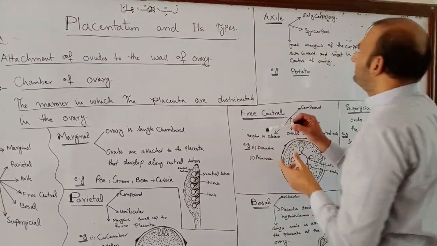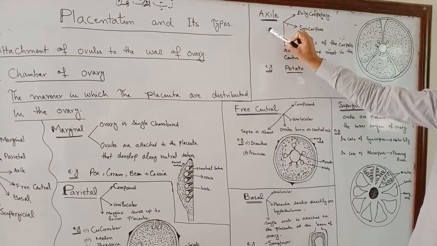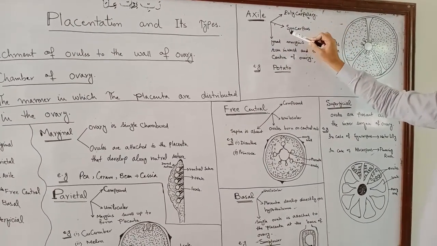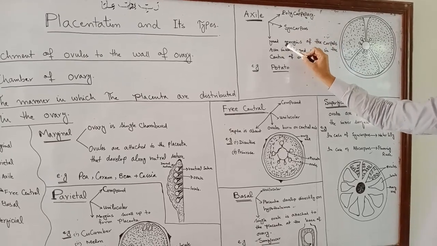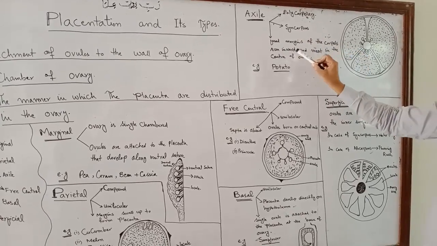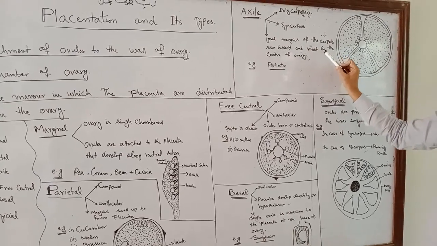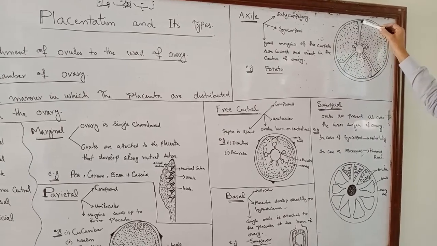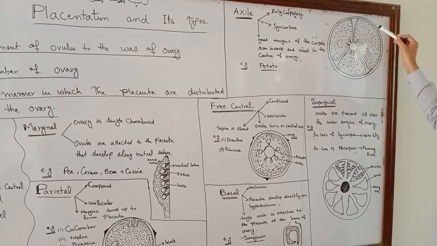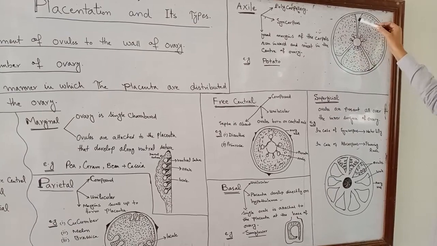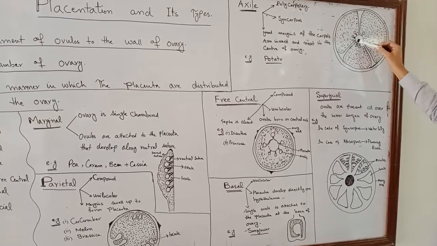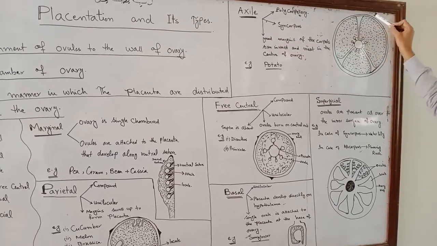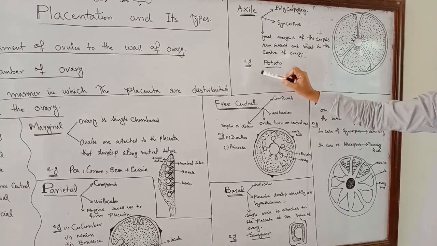Next is the axile placentation. In case of axile placentation, the polycarpellary, syncarpous condition is present, and the fused margins of the carpels run inward and meet in the center of the ovary. That is called the axile placentation. Example: potato.